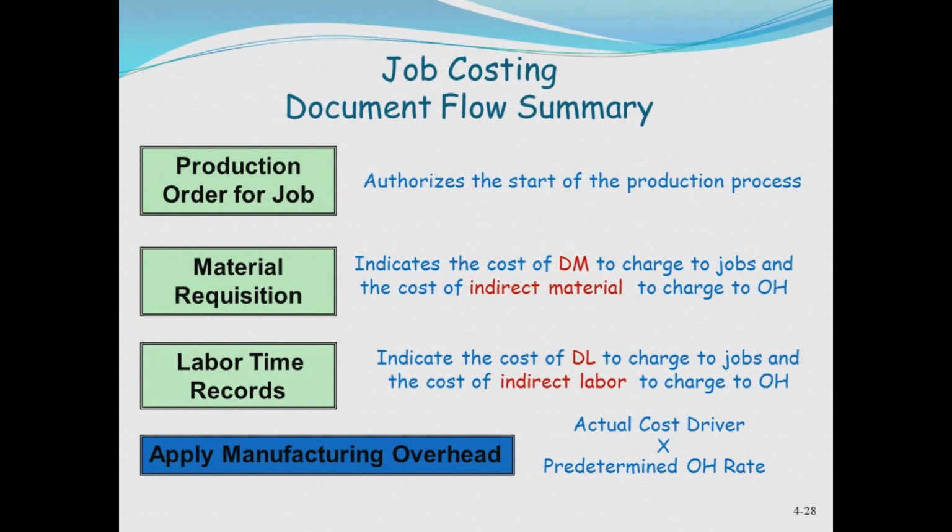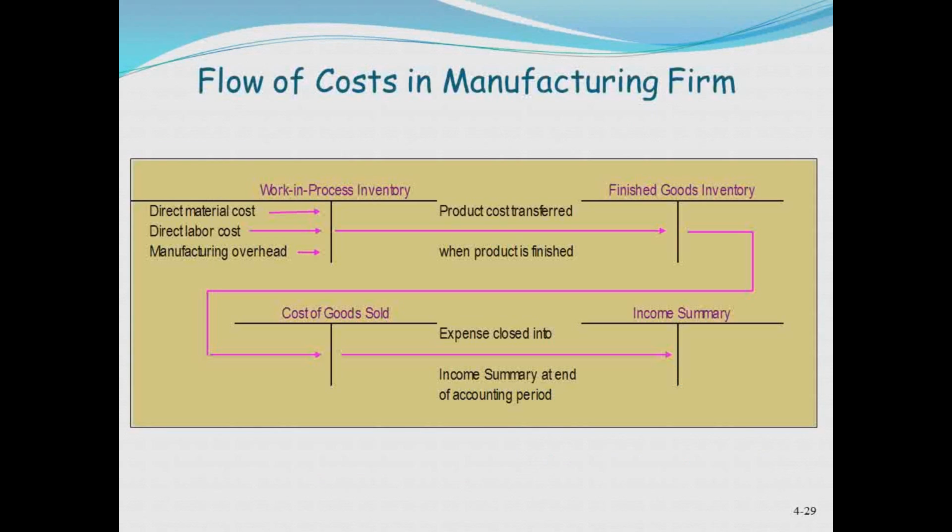So when we think about the overall flow, this is just a summary. Starts off with some kind of a production order. You use material requisitions and time sheets to get your direct materials and direct labor costs in. Then you apply your manufacturing overhead. From the perspective of how it's accounted for, they all start off in work in process inventory. They moved over to finished goods, cost of goods sold, and they eventually get into the income statement.